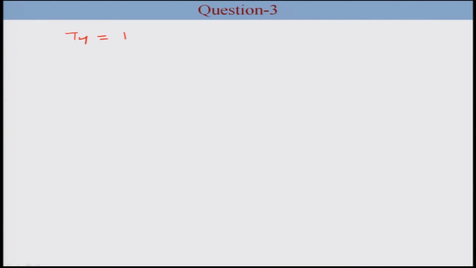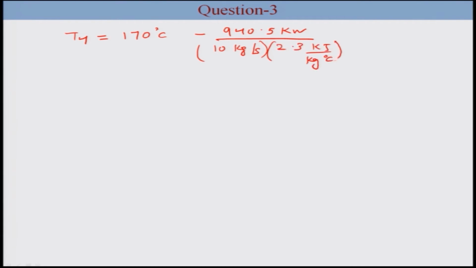T4 is equal to 170 degrees Celsius, which is T3, minus 940.5 kilowatt divided by 10, which is the mass flow rate, and Cp, which is 2.3 kilojoule per kg degree Celsius. So, this gives a value of T4 as 129.1 degree Celsius. So, this is the exit temperature of the oil.